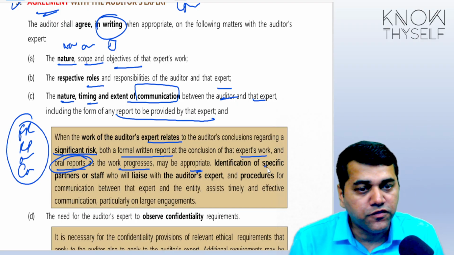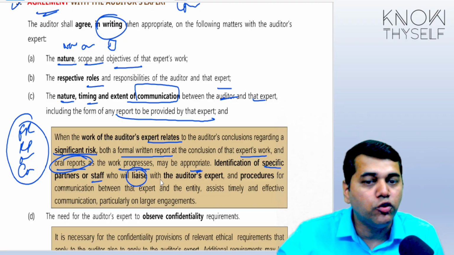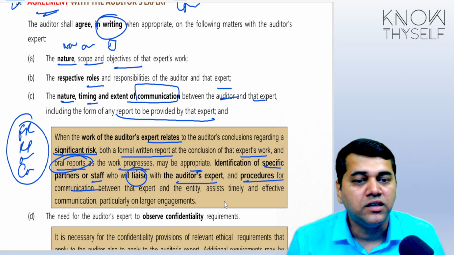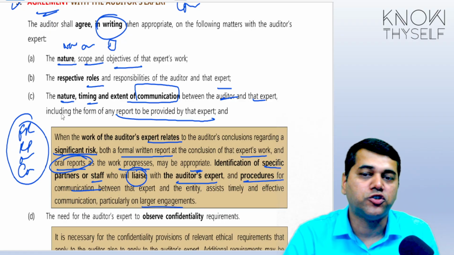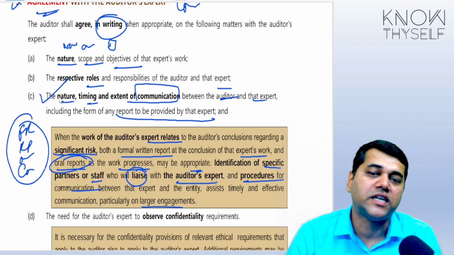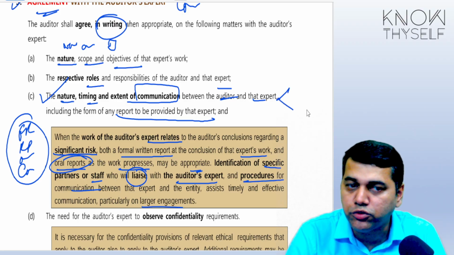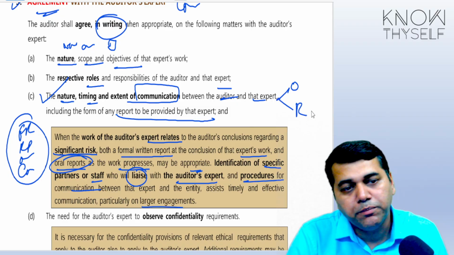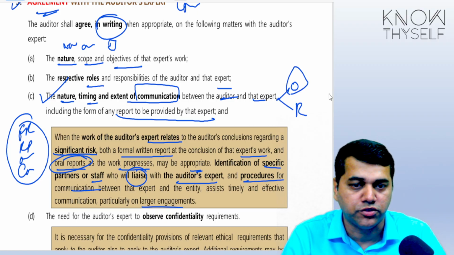Now, identification of a specific partner or staff who is going to liaise, who is going to have that relationship with the auditor's expert, procedures for communication, timely effective communication, etc. All these things should be decided as part of the nature, timing, and extent of communication. So when you talk about communication, there can be two types: oral communication and the report. Report is generally given at the end. So if it's a risky area, they may have to have an oral communication also.